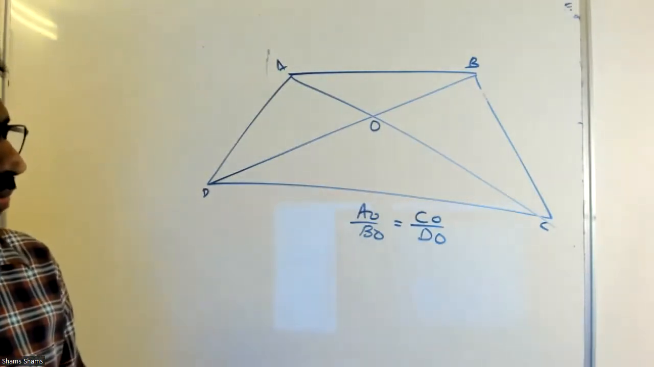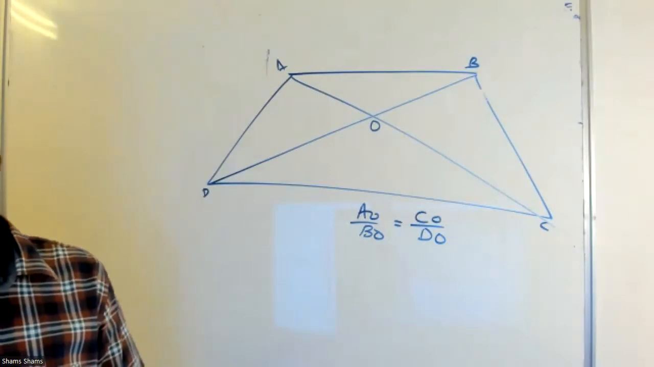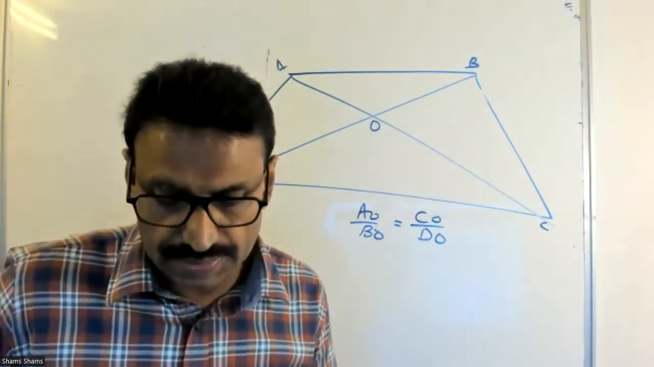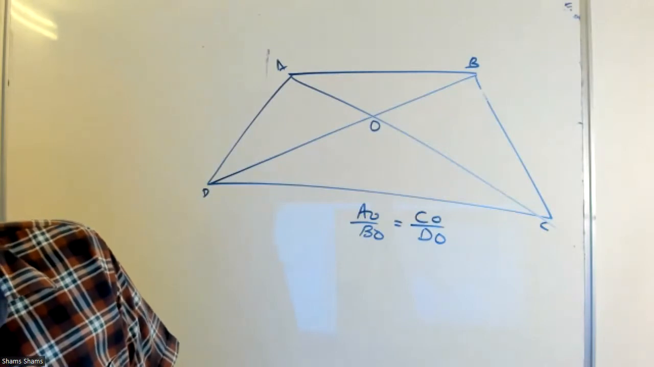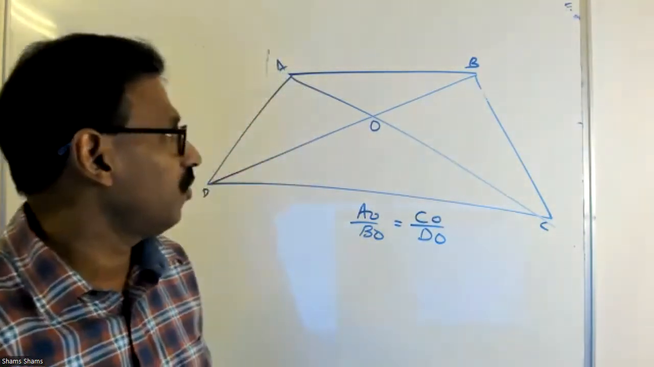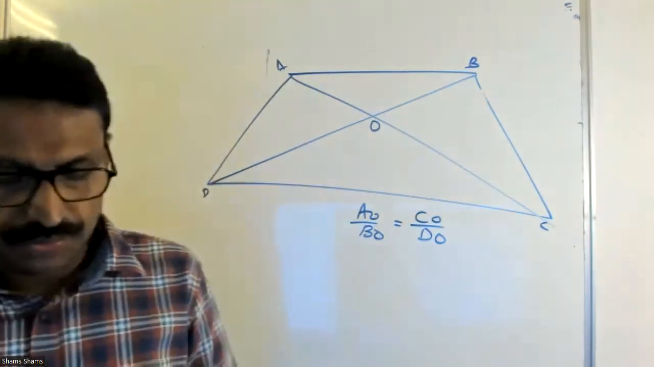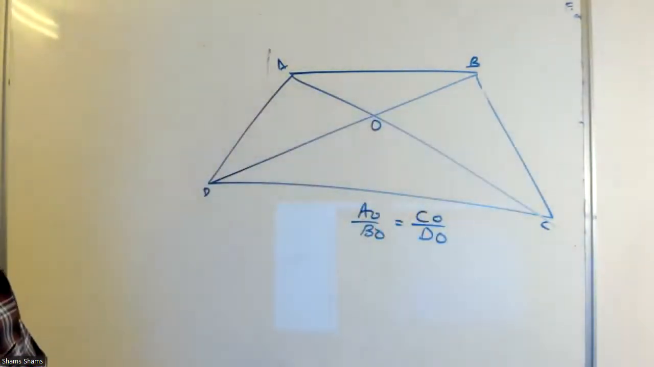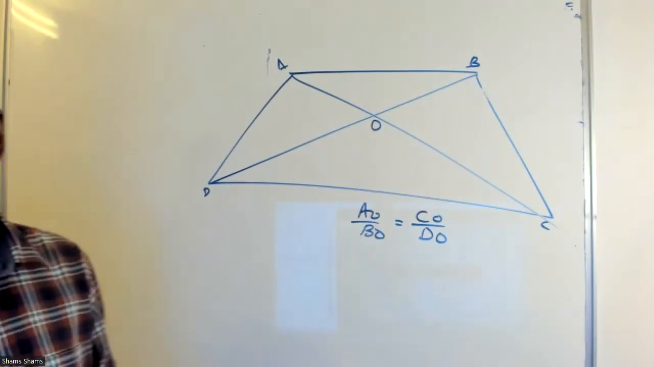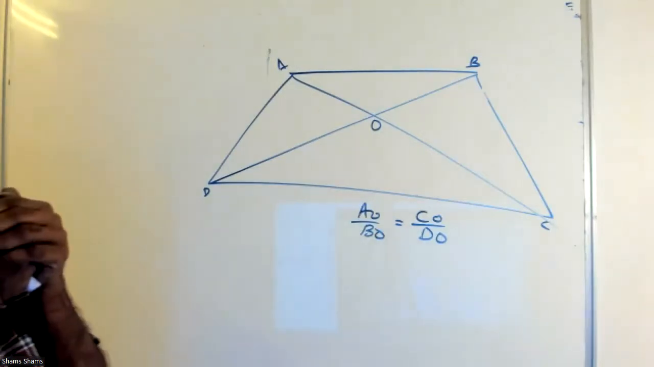Question again, Neha. The diagonals of a quadrilateral bisect each other at the point O such that AO by BO equal to CO by DO. Prove, using the basic proportionality theorem, that ABCD is a trapezium. Okay, clear now? Question clear or not? Yes, sir, clear.